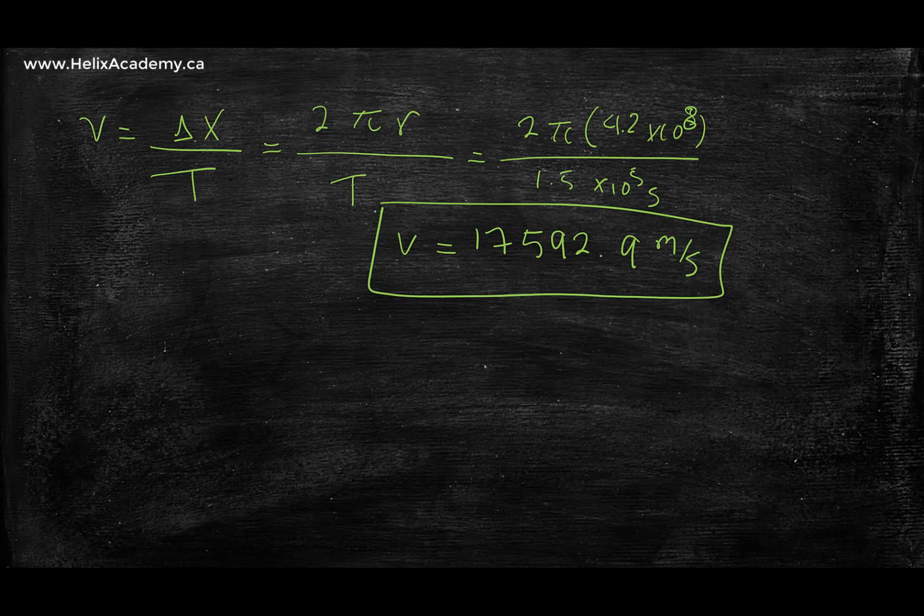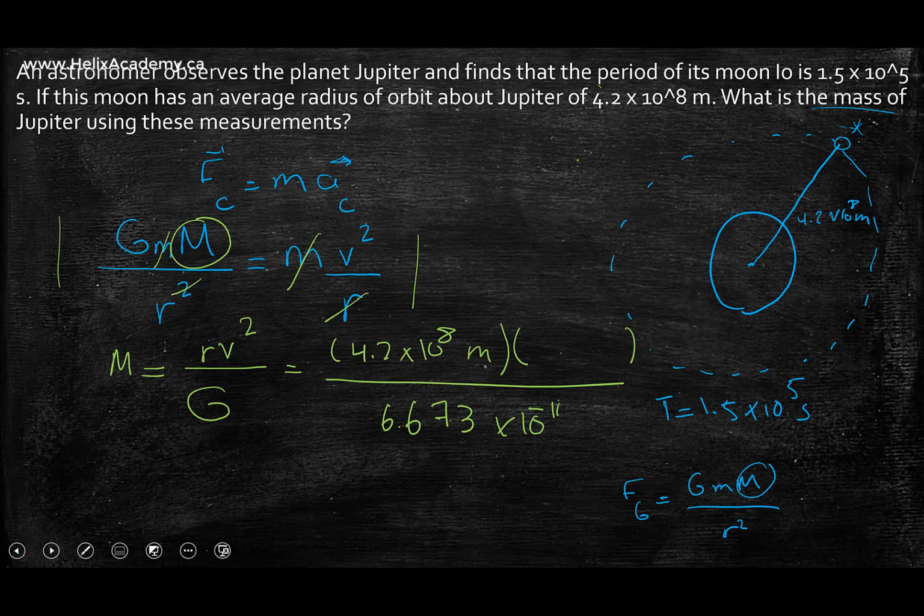So then I can use this in my previous equation, which we did here. So we can plug in 17,592.9 to the power of 2. And if I plug everything in, I should get 1.95 times 10 to the power of 27 kilograms for the mass of Jupiter.